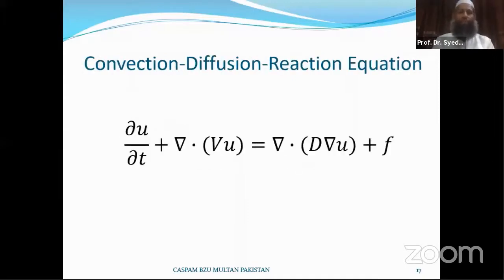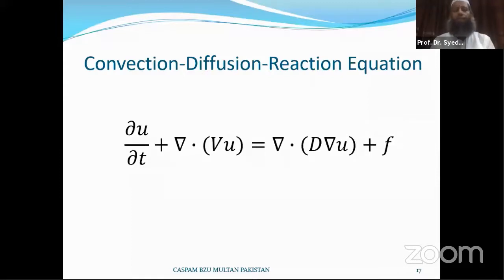We have another equation that is the well-known convection diffusion reaction equation. The first term of this equation shows the time rate of change of some property U. The second term shows convection of the property U. Convection means when a fluid moves, while moving, it carries some property with it, like when we are sitting under a ceiling fan. If the fan is not running, we feel hotter. But when we switch on the fan, we feel colder because the fan pushes the air.